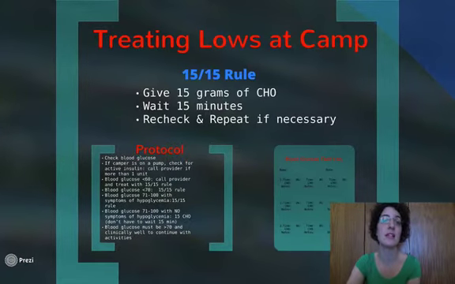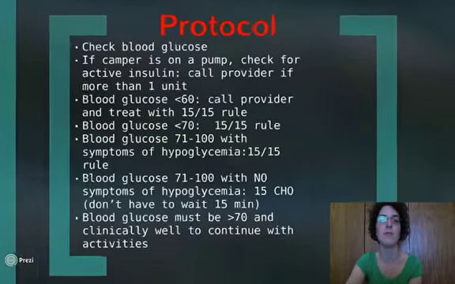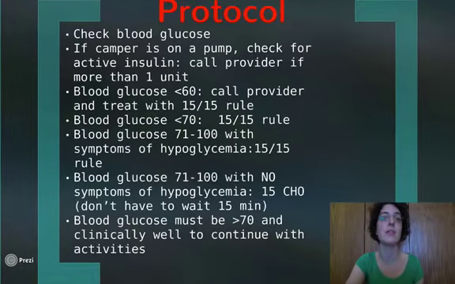So the way that we address this at camp is that if you see a child who's having symptoms of hypoglycemia, or if they tell you that they feel like their blood sugar is low, then we're going to implement the 15-15 rule. The basics of this means that you would give the child 15 grams of carbohydrates to eat or drink, and then we make them rest and relax for 15 minutes. Then we recheck their blood glucose level and repeat the 15-15 rule if it's necessary. So our full protocol for how to work through this is here. We're going to talk through it just so you know what to expect.